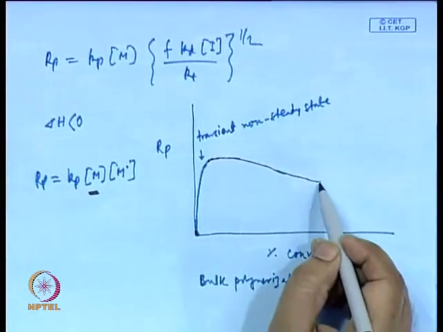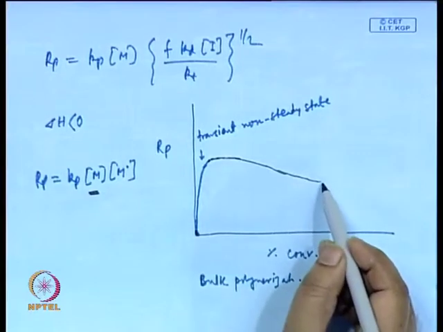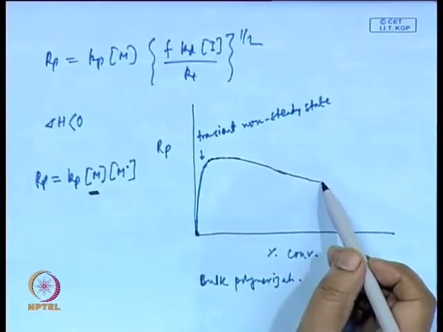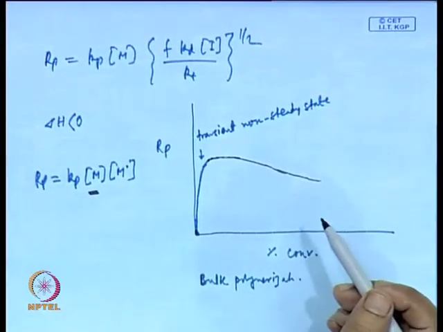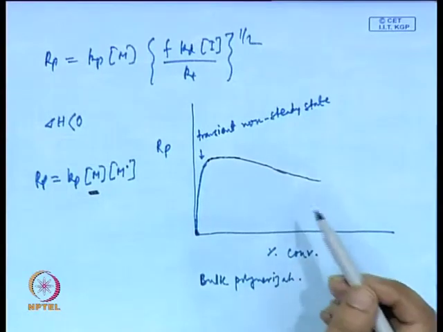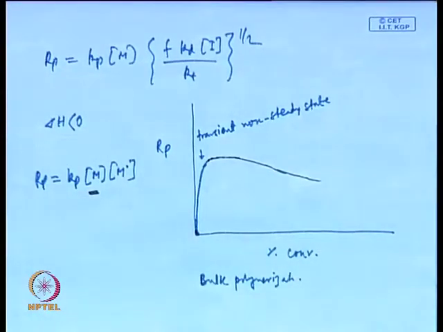Now, at this moment, if the medium viscosity is quite high, what happened? If the medium viscosity has become very high, so that the chains are not diffusing at the same rate as when the viscosity was lower.